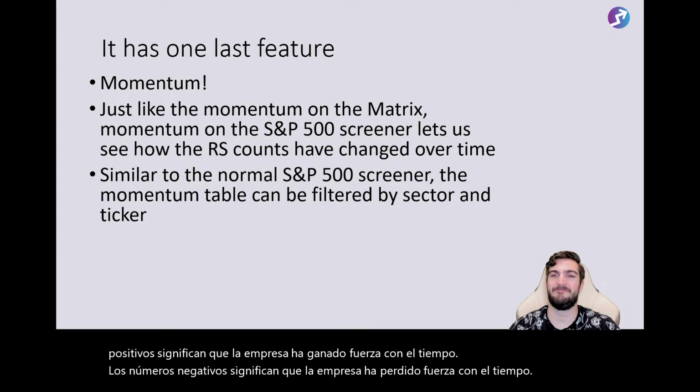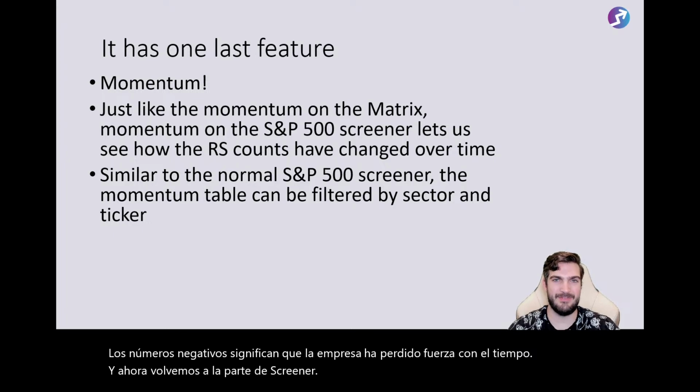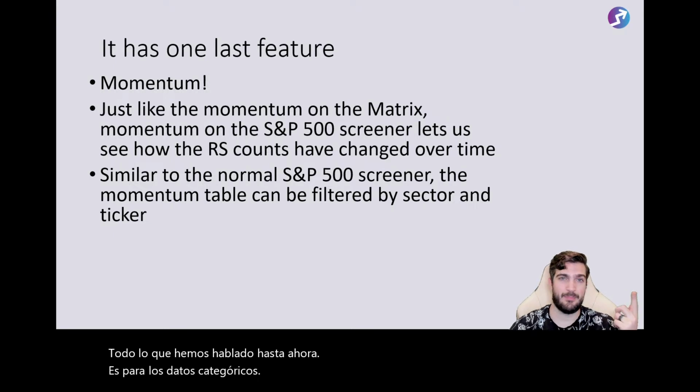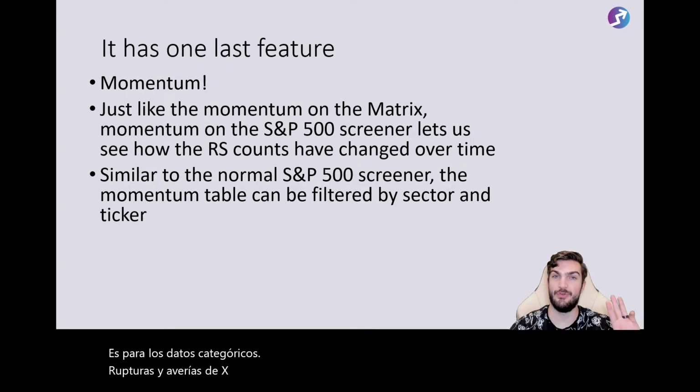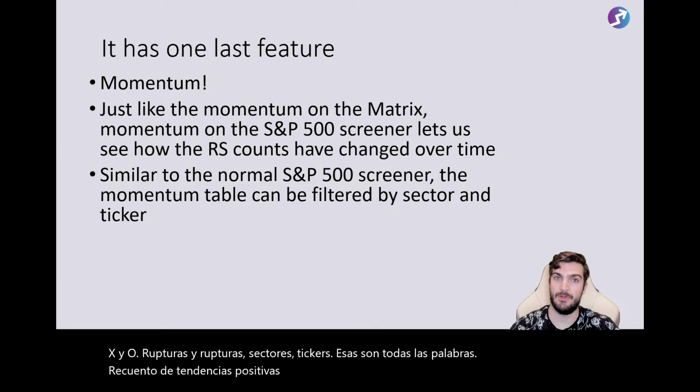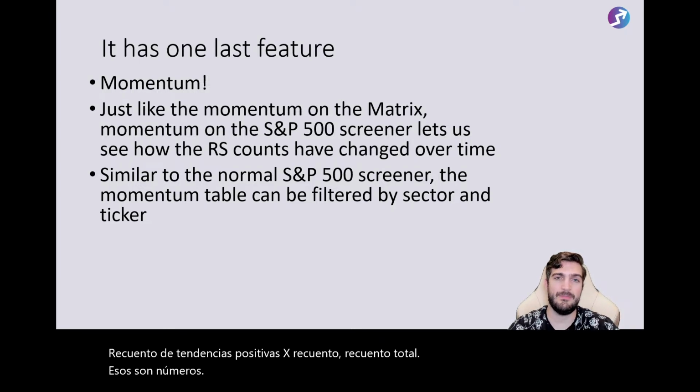And now we get back to the screener part. Similar to the normal S&P 500 screener, momentum can also be filtered. So you can filter by sector and ticker. And one final thing that I want to mention. Everything we've talked about so far is for the categorical data. X's and O's, breakouts and breakdowns, sectors, tickers, those are all words. Positive trend count, X count, total count, those are numbers. Our screener lets you sort those numbers.